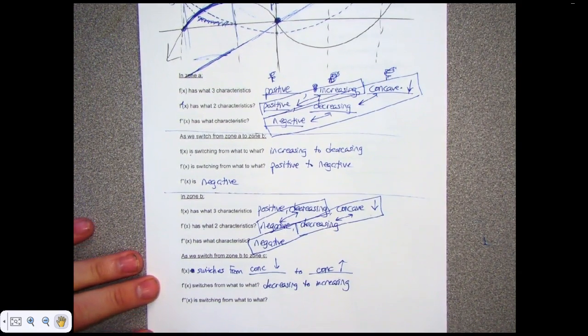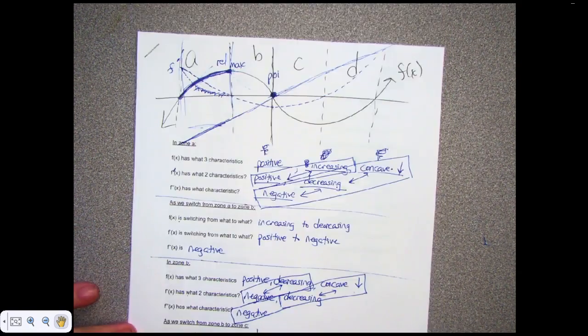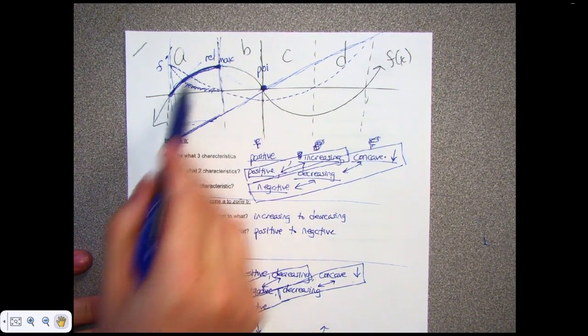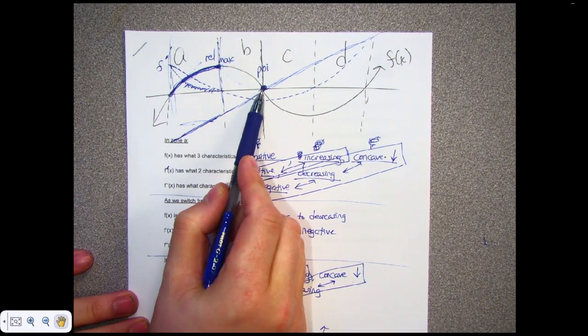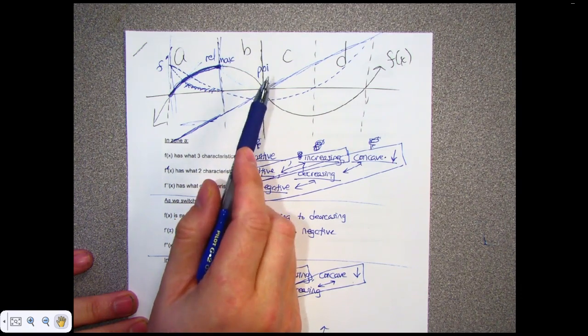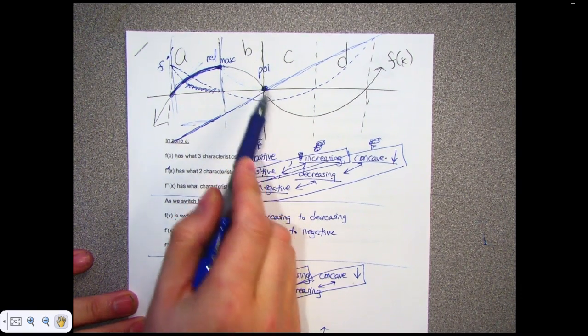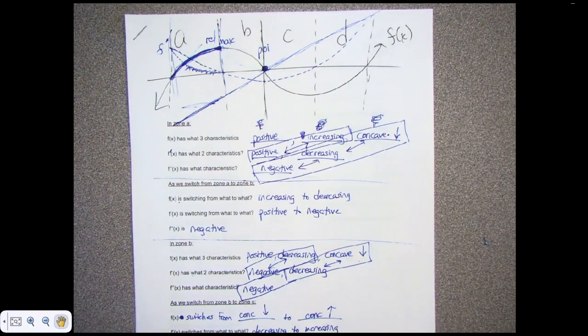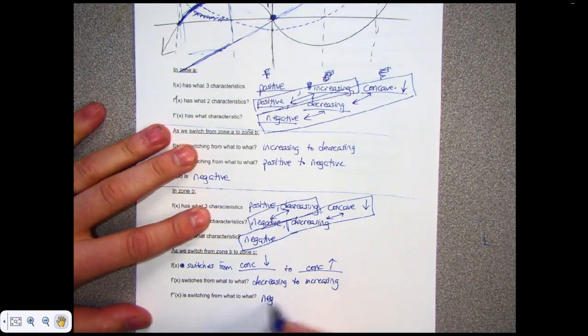F double prime of x is switching from what to what? What's the second derivative over here? Negative. Why? Because the original graph is concave down. And then we switch to the second derivative being positive because the original graph is concave up. Look at our second derivative graph. It's this diagonal line. Isn't that graph negative below the axis up until this point and positive after? So f double prime of x is switching from negative to positive.